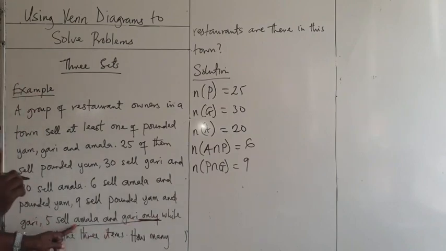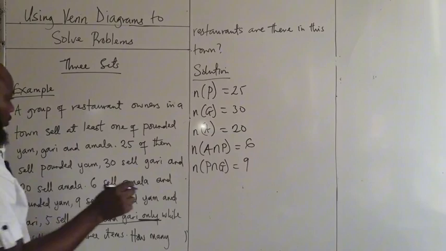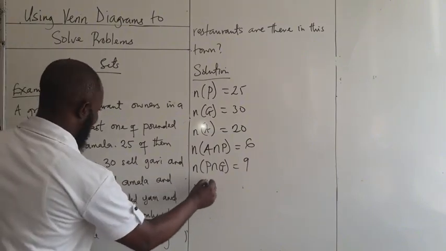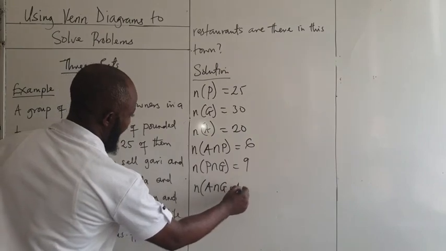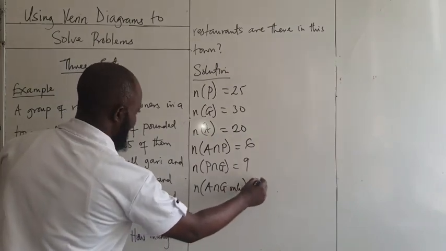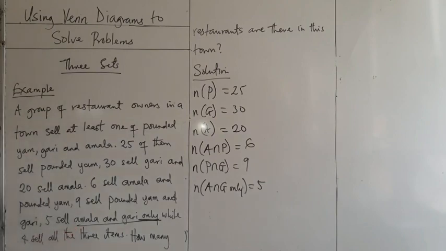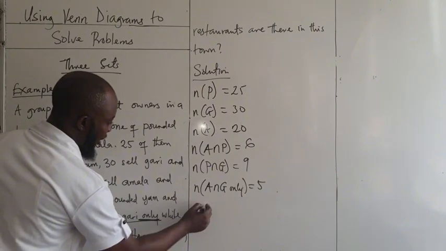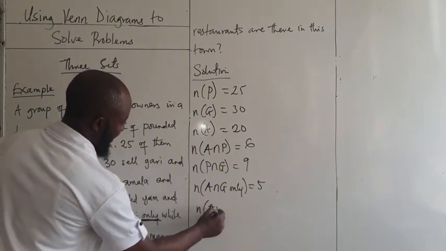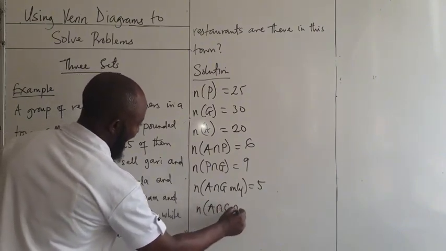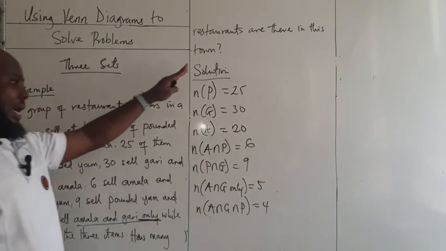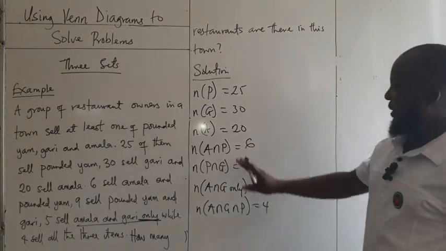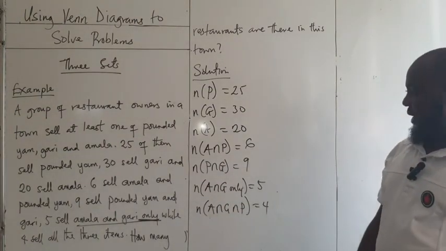So if you forget to take note of the "only", you miss it. So that means the number of amala and gari only is 5. Hope I'm making sense. While 4 sell all the 3 items. That means the number of amala and gari and pounded yam is 4. So having interpreted this, the next step is to come up with a Venn diagram.